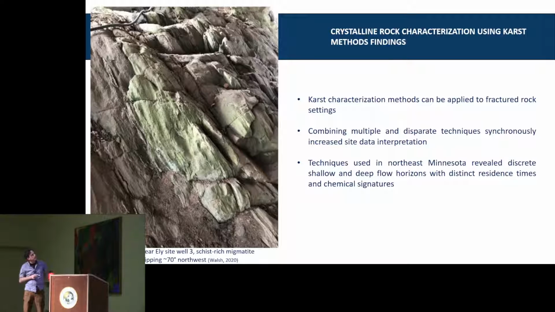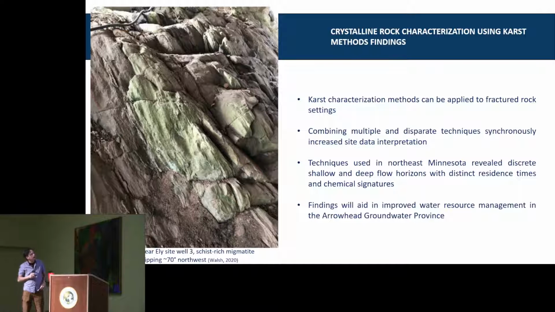The techniques used in northeastern Minnesota revealed discrete shallow and deep flow horizons, both in the Archean rock and in the Proterozoic rock. They have very distinct chemical signatures, whether you're in a shallow zone or a deep zone. The findings from this work will help us with improved water resource management in the Arrowhead groundwater province. We're getting ready to start county-wide groundwater investigations in that neighborhood starting this summer, and this will at least help us with our conceptual model before we go out and sample hundreds and hundreds of groundwater samples.